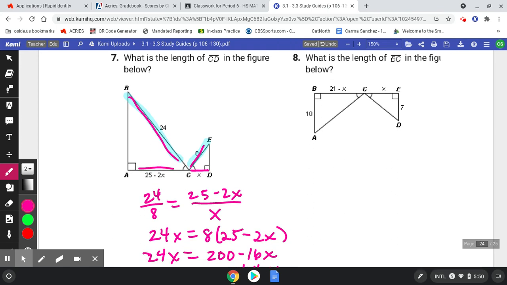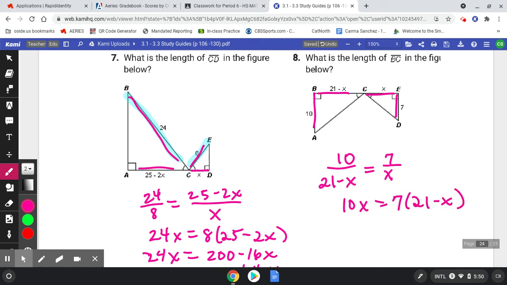Okay, looking at this other one, kind of like the golf ball problem. Pause the movie and see if you can set up the proportion and solve. Okay, let's see how you did. Did you go 10 is to 21 minus x as 7 is to x? Notice I went left is to top as left is to top. And there's so many other ways you could have done this. Let's see if you got the same answer as me. 7 times 21, 147. Does that work? Check me on that one.